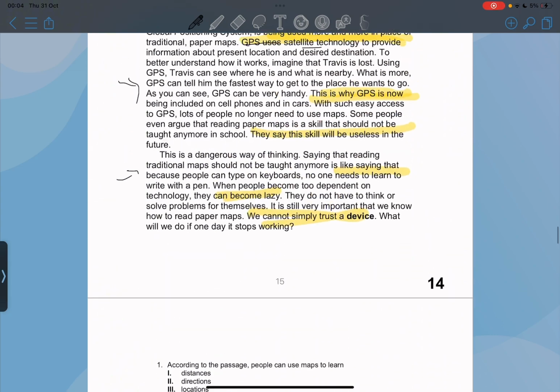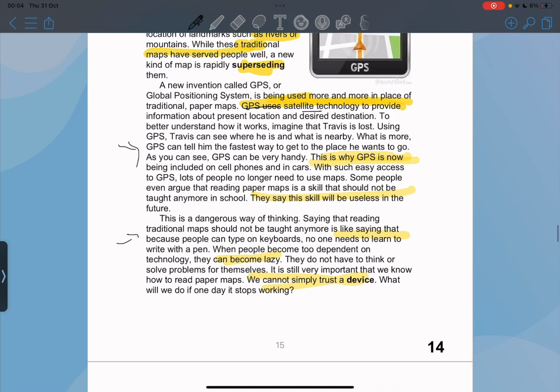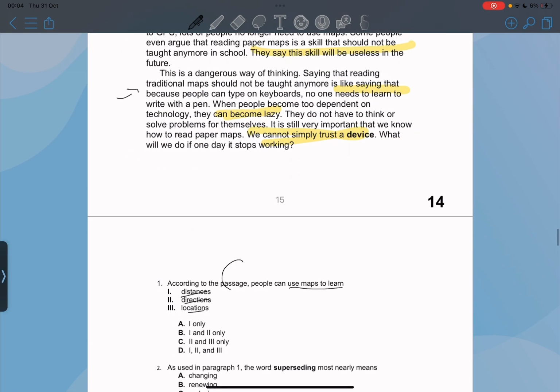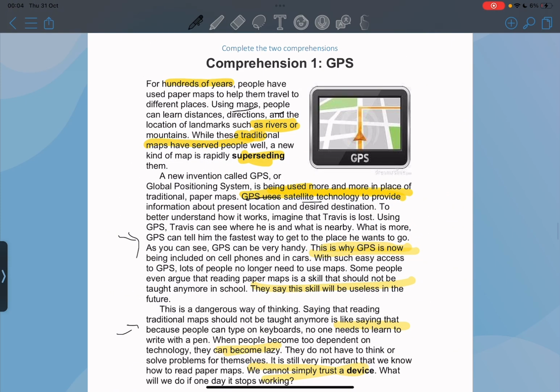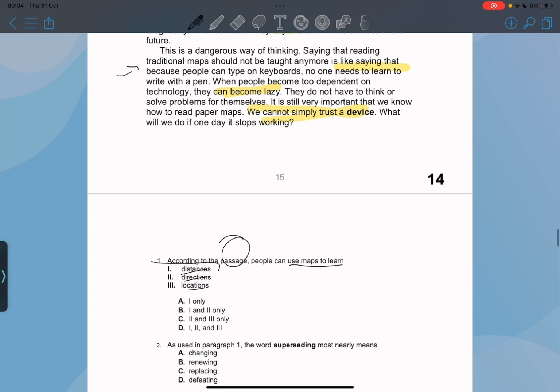So if we get into the questions here, according to the passage, people can use maps to learn which of the following. So it says distances, directions, or locations. Now it says according to the passage, this means you have to go back and look at the passage, and you can see here, using maps, people can learn distances, directions, and locations. So that's all 3 of the things mentioned here, which is option D.